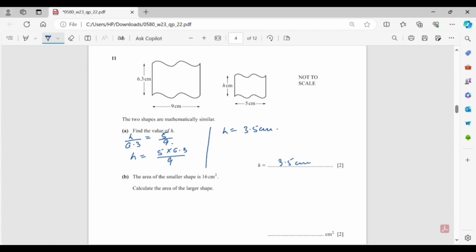Next, B part. The area of the smaller shape is 16 centimeter square. Calculate the area of the larger shape. So we have to find the area of the larger shape. Scale factor will be 9 by 5.